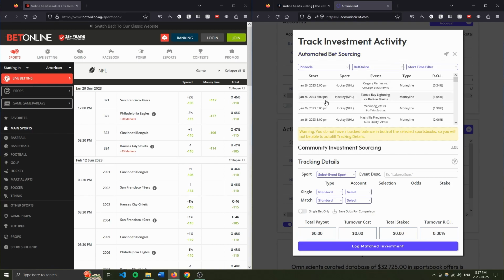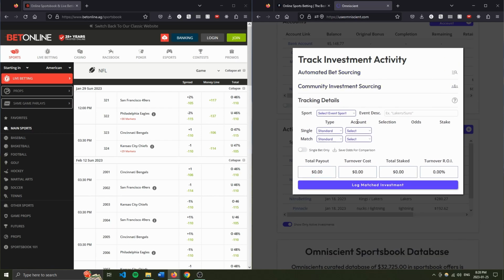But what I wanted to do is actually show how to do it the old-fashioned way. So we're going to collapse this automated bet sourcing down and just go through the regular calculator and compare sportsbook odds, because I think that's an important thing to understand for everybody who's looking to get into match betting. So this one will say Bodog, but it's just BetOnline. It doesn't matter. It's just a placeholder.